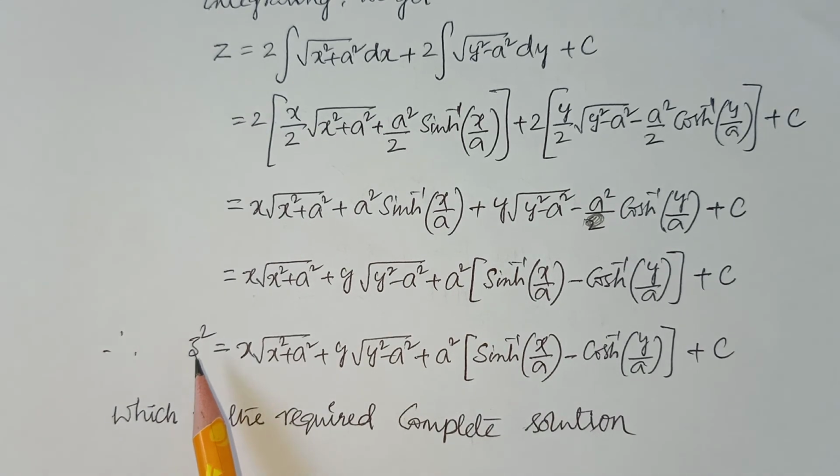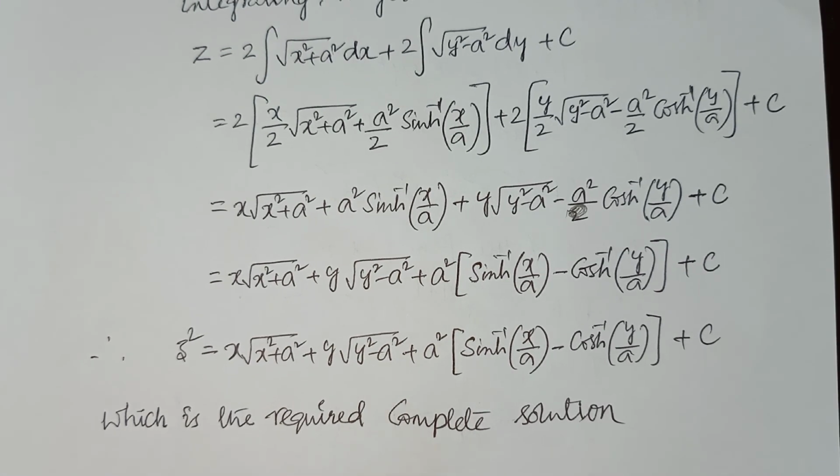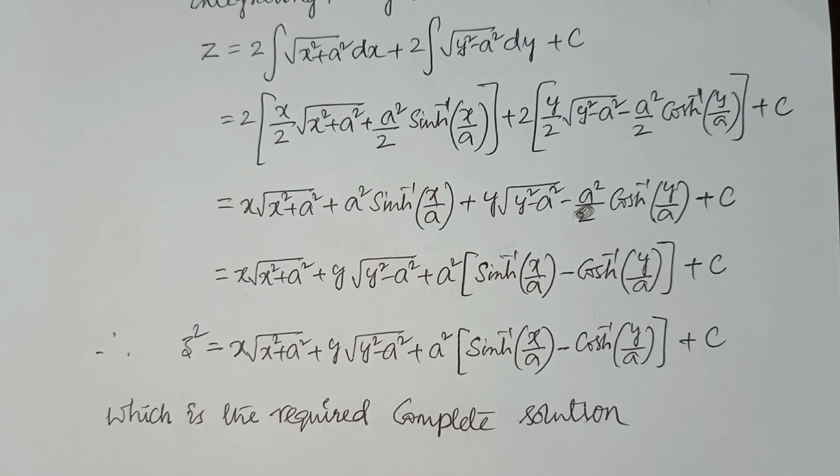Using the transformation, z^2 is equal to x root (x^2 + a^2) plus y root (y^2 - a^2) plus a^2 (sinh inverse (x/a) minus cosh inverse (y/a)) plus c, which is the required solution. This is how we can solve problems of the type f(p z^n, q z^n), the pz, qz combinations, by reducing them to one of the standard forms. I hope you understand this. Thank you.